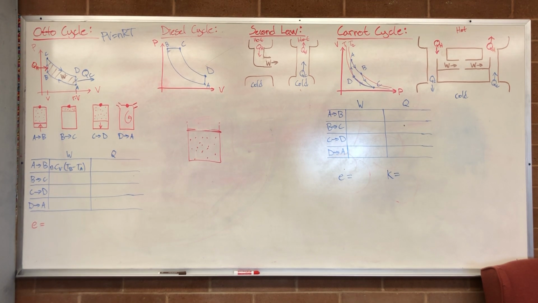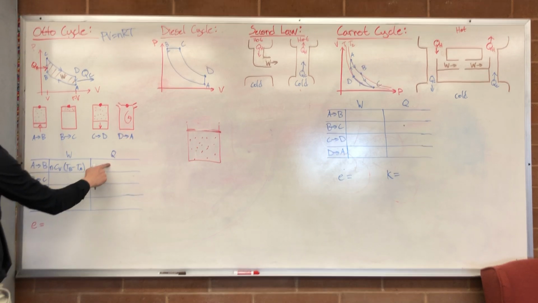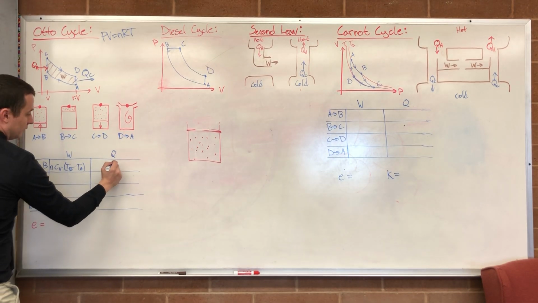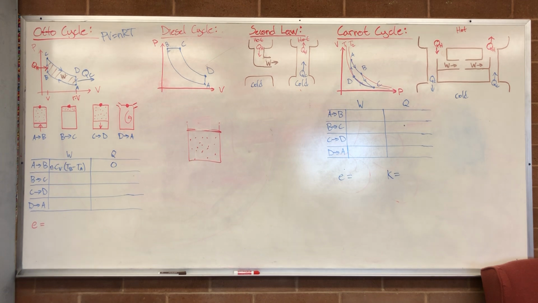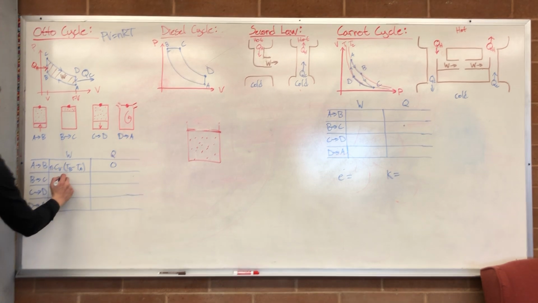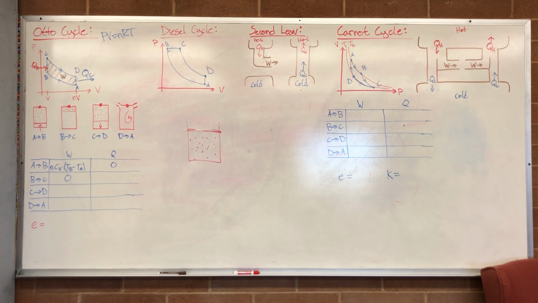Good? And the heat from A to B is 0. Okay, from B to C, what's our work? It's an isochoric process, right? So what's our work? 0. There's no change in volume. The gas can't do any work.